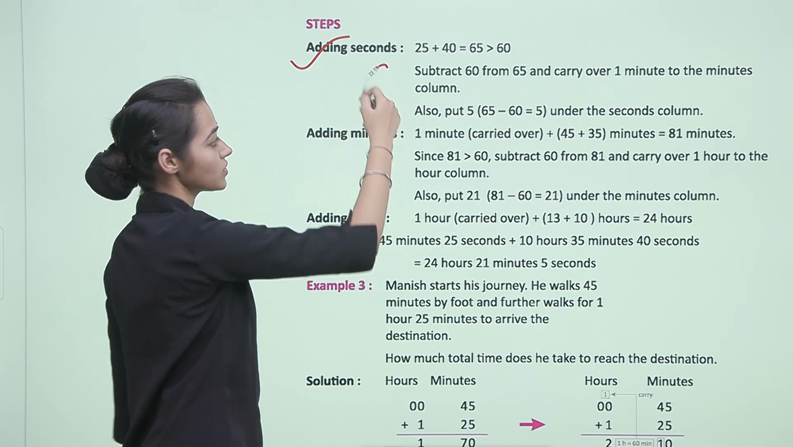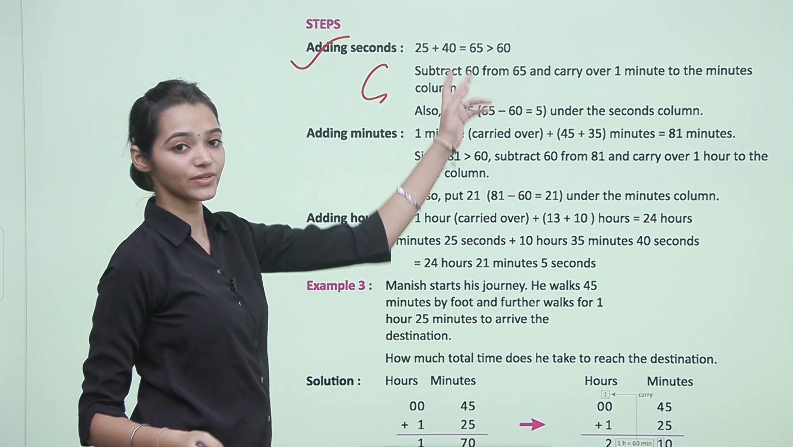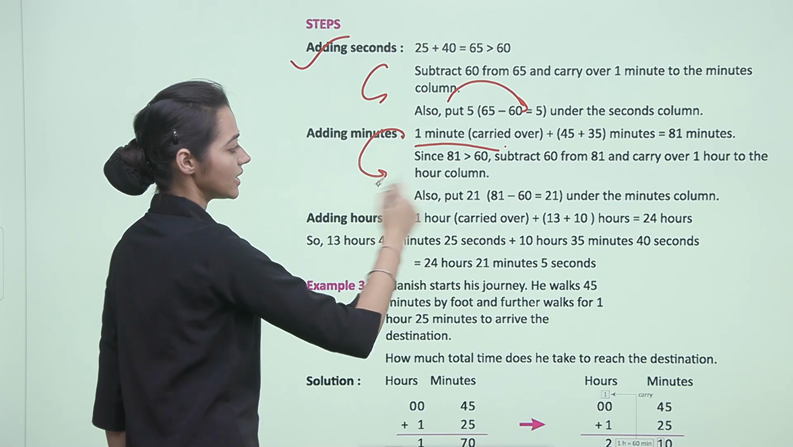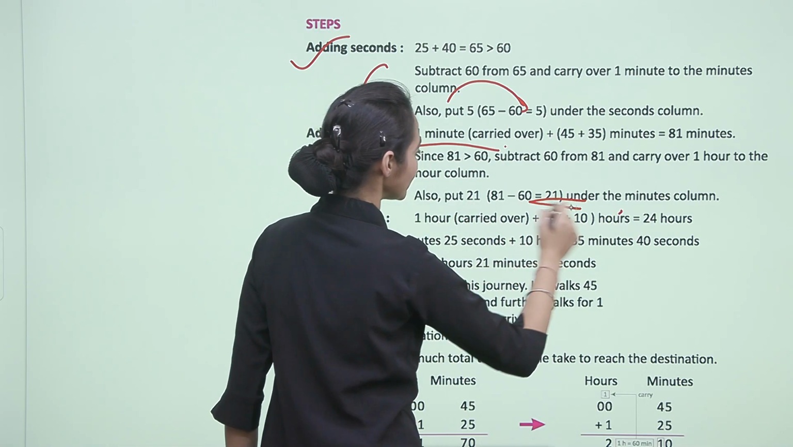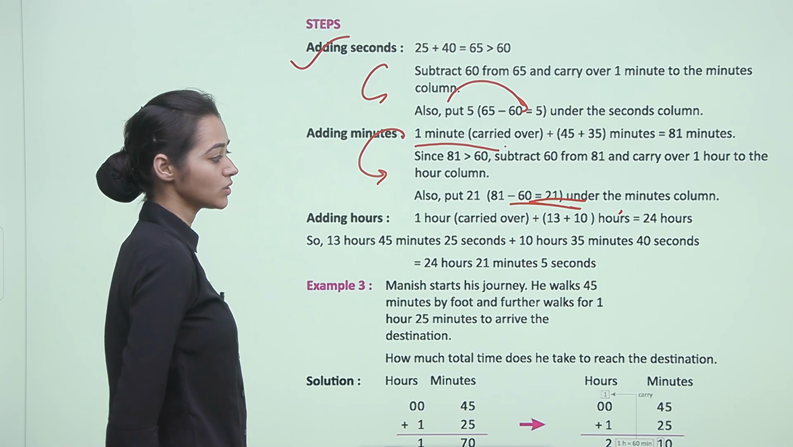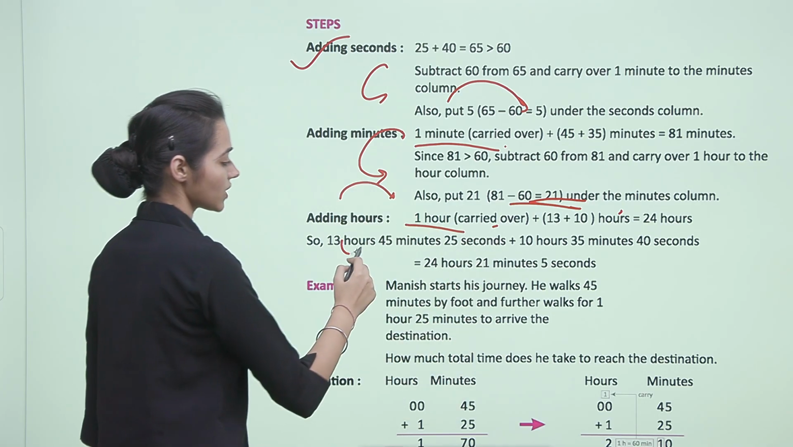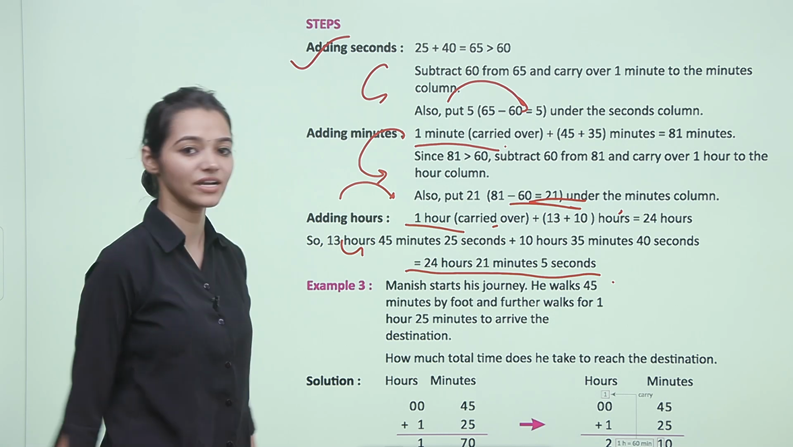So the steps are, first we add seconds, and here it is greater than 60, so we carry over 1 minute to the minutes column. Then we add the minutes, which gives 21 minutes, and we add the carried over 1 hour to the hours column, and it becomes 24 hours. So the answer is 24 hours 21 minutes and 5 seconds.